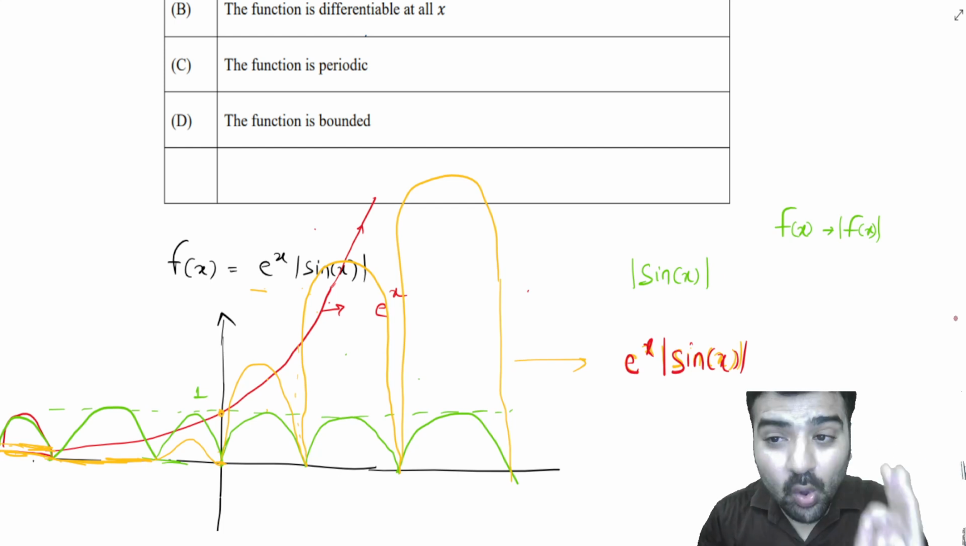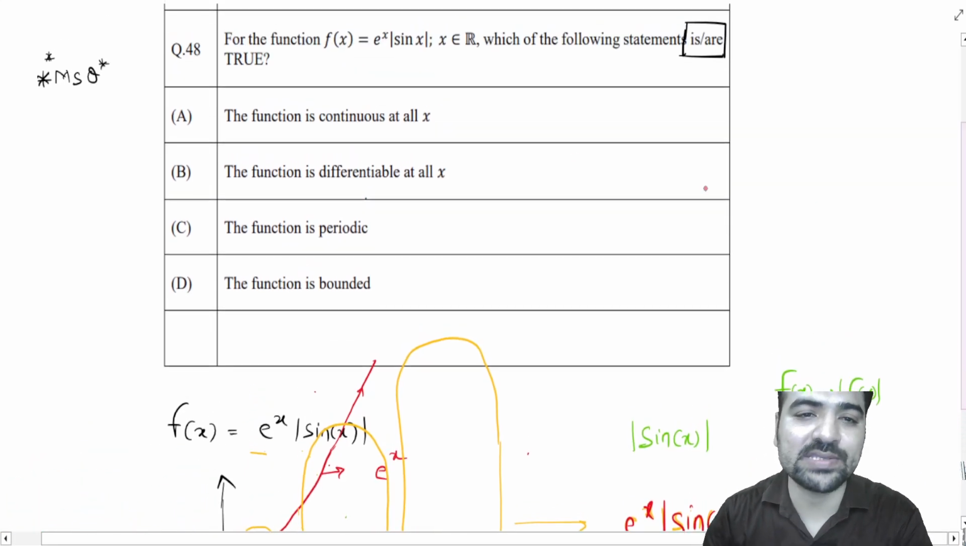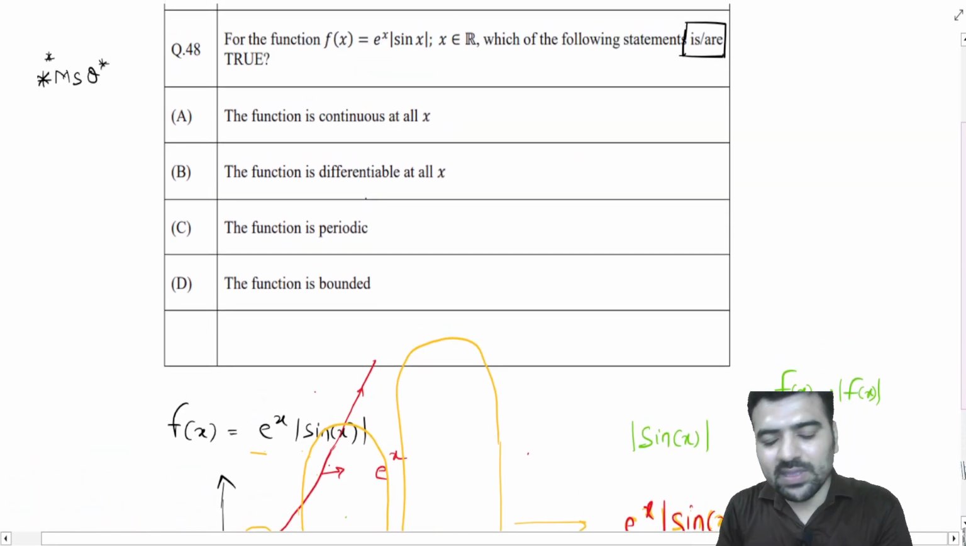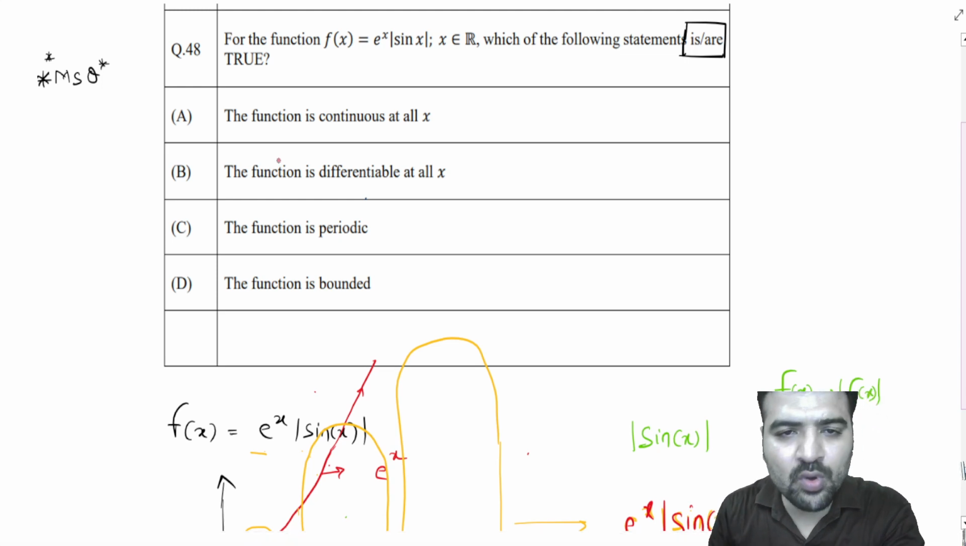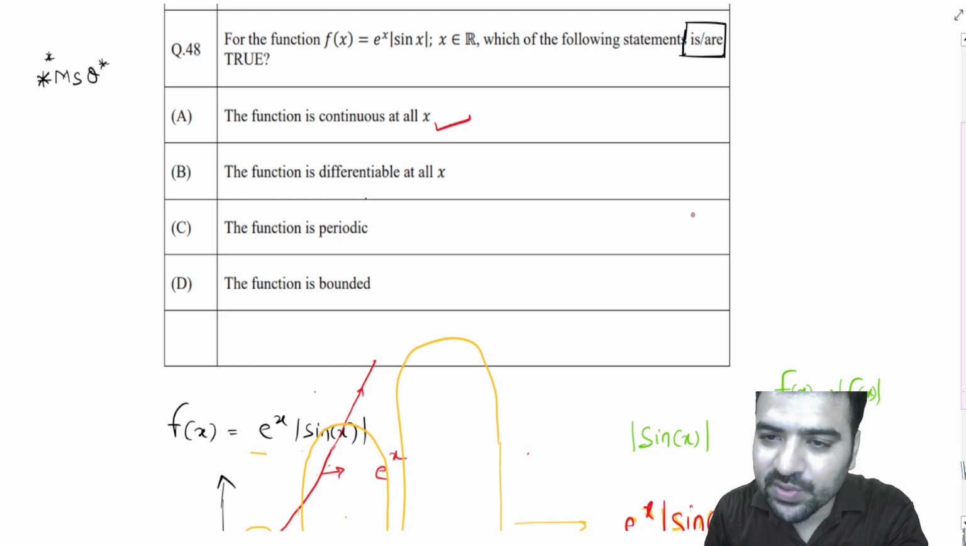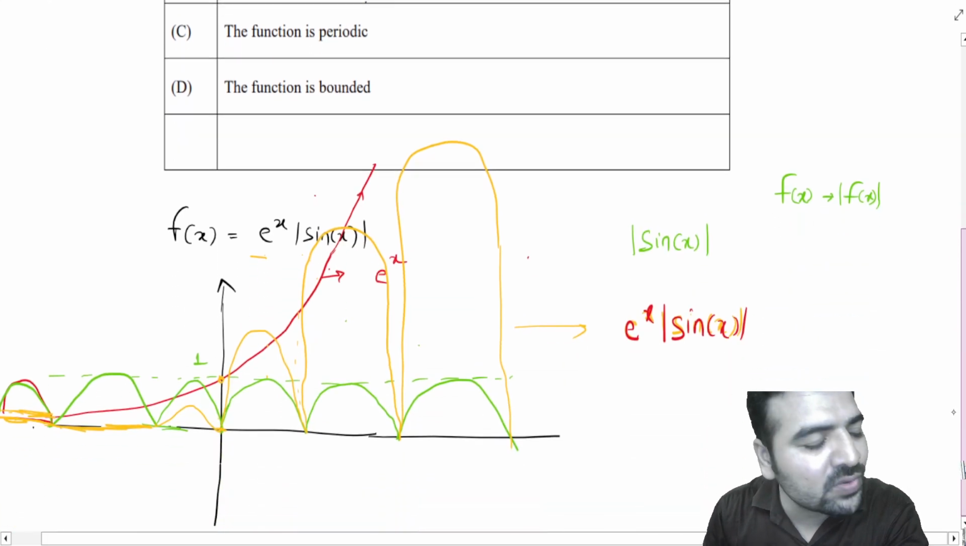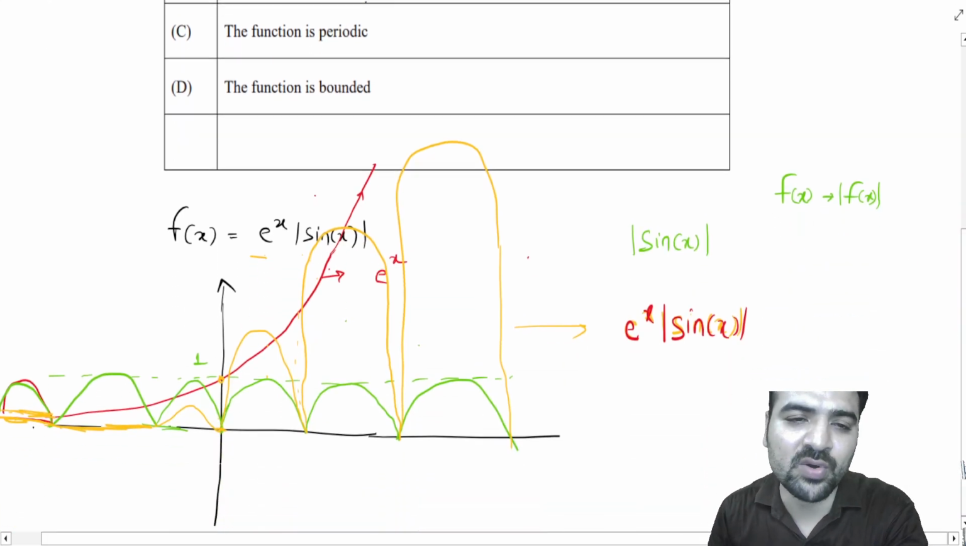Okay, now you can see how simply I'll give the answer. The function is continuous if there are no breaks in the graph. I'll discuss continuity later. If there are no breaks in the graph, that function is continuous. You can see that in this graph there is no break.